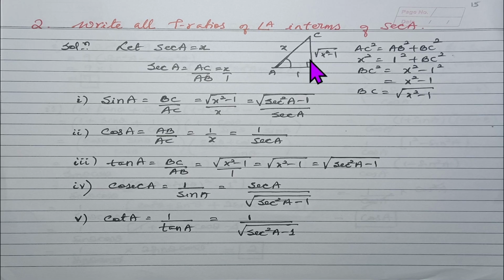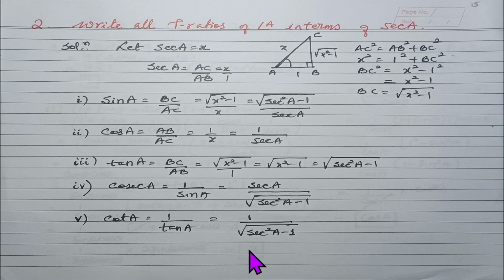Now tan A is equal to BC upon AB. It is root of x square minus 1 upon 1, or root of x square minus 1, that is root of sec square A minus 1. So tan A is equal to root of sec square A minus 1, again expressed in terms of sec A. Now cosec A is equal to 1 upon sin A, because we know that cosec A is the reciprocal of sin A. Therefore I can take the reciprocal of this, so it will be sec A divided by root of sec square A minus 1. And we know that cot A is the reciprocal of tan A, and therefore tan A is root of sec square A minus 1 there.